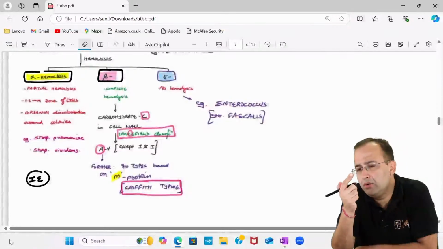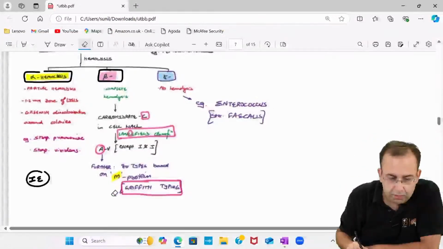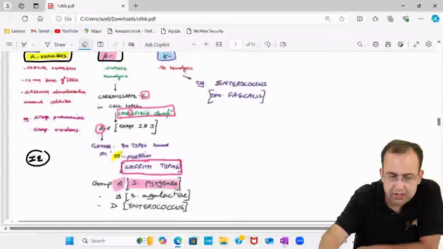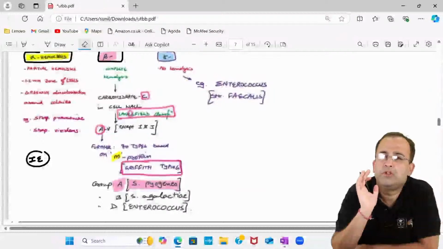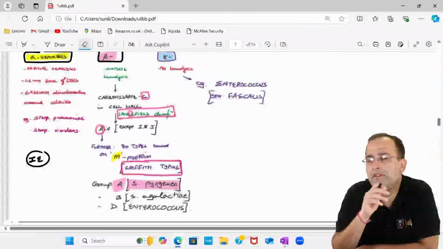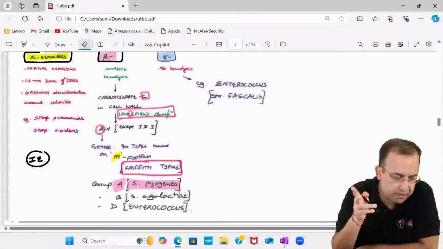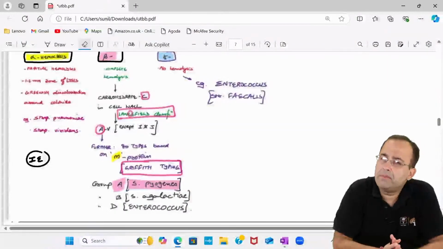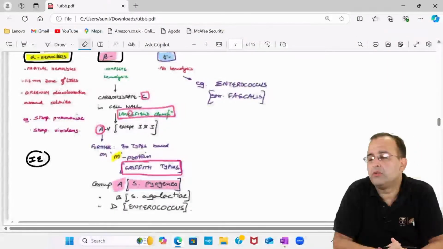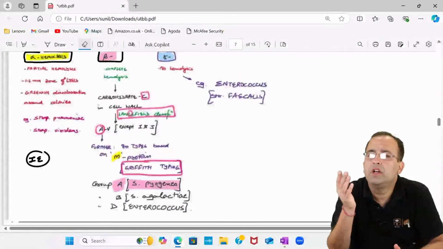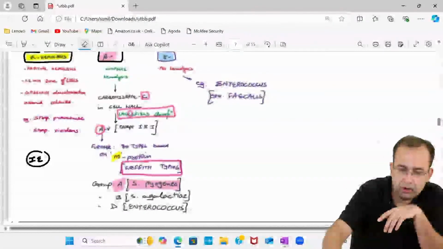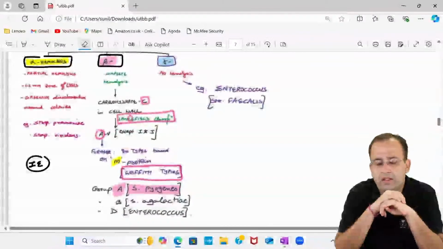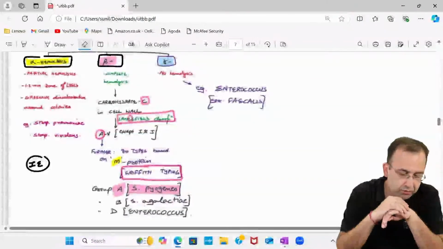It is divided into group A, B, D. Group A are the strep pyogenes. Group B is strep agalactiae versus D, that is enterococci. They are divided into groups A, B, D. A is pyogenes, B is strep agalactiae versus D, that is the enterococci. This is beta hemolysis. Gamma hemolytic, non-hemolytic are the strep faecalis. This is the master table of streptococci. Everybody, no exceptions.